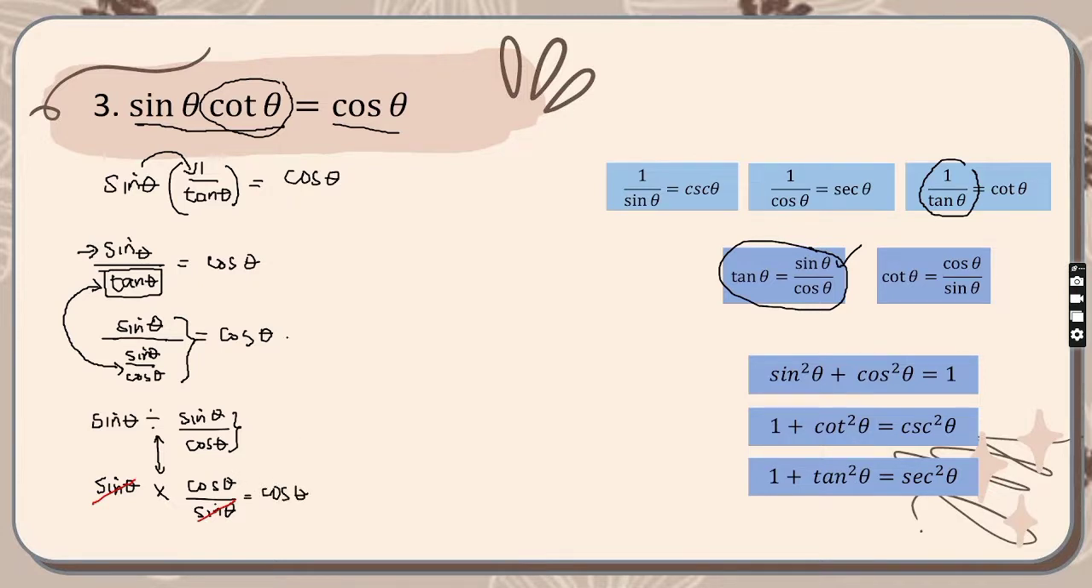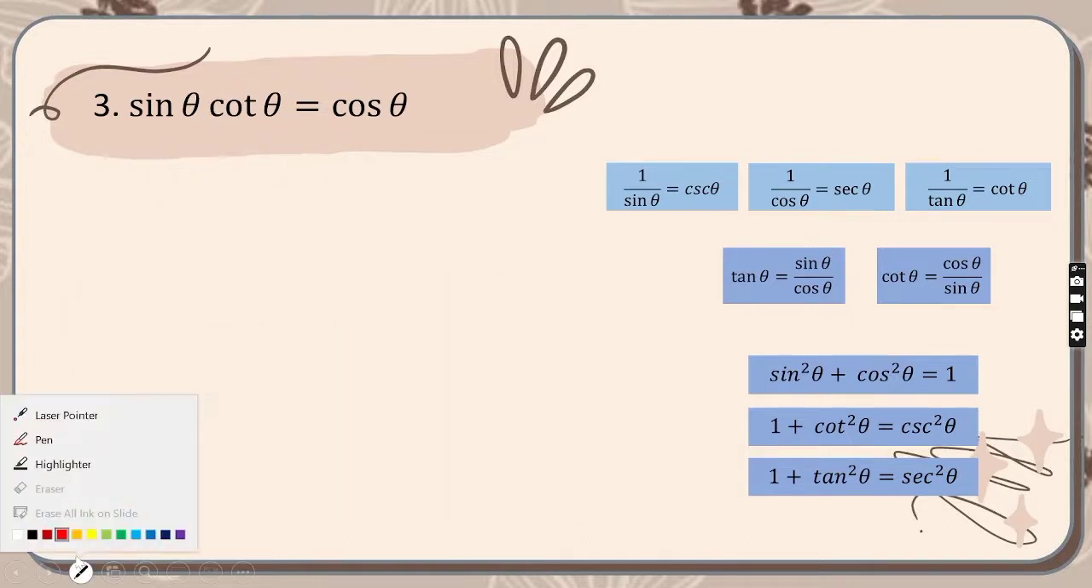So, balik na tayo dito. So, na-solve na natin itong part na to. Ang sagot ay cosine theta. So, cosine theta is equal to cosine theta. Okay, so, ibig sabihin na-prove na natin yung trigonometric identity. Okay, let us have another solution for number 3. Kasi pwede tayong magkaroon ng dalawang solution, but we will also end up to the same answer.